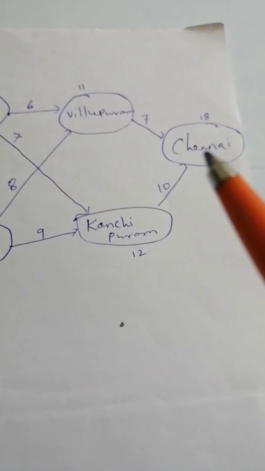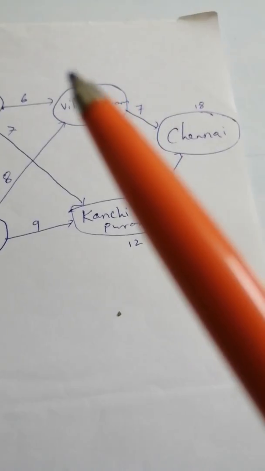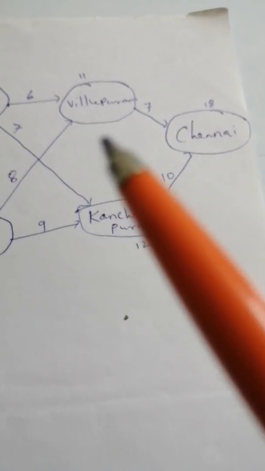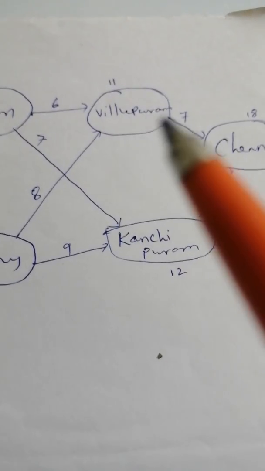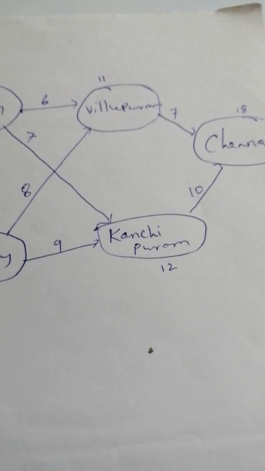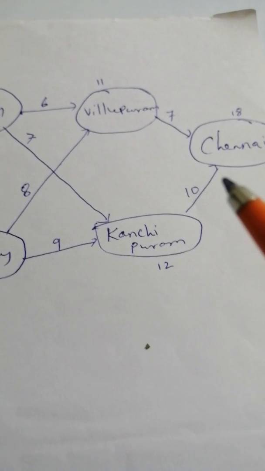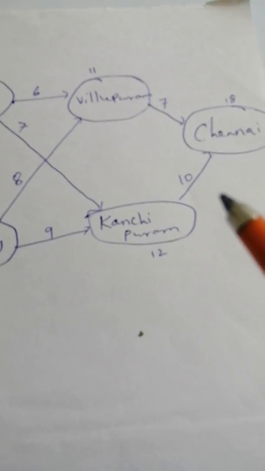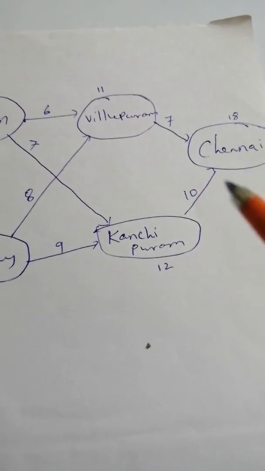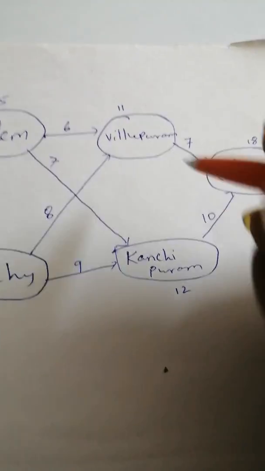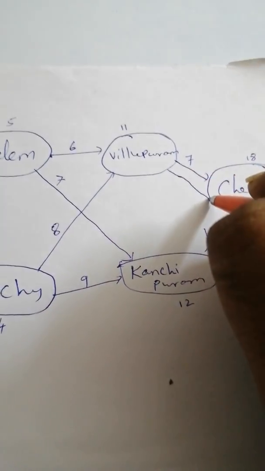Now we have to consider reaching Chennai either from Viluppuram or Kanchipuram by using the pre-computed results. The pre-computed optimal result for Viluppuram is 11, so 11 plus 7 will give you 18. The pre-computed result for Kanchipuram is 12, so 12 plus 10 will give you 22. Out of this 22 and 18, the minimum is 18. So this is the optimal path: Viluppuram to Chennai. So this path is optimal.